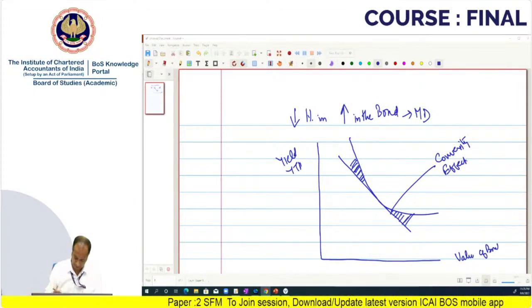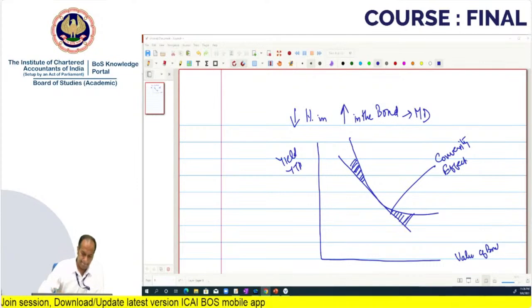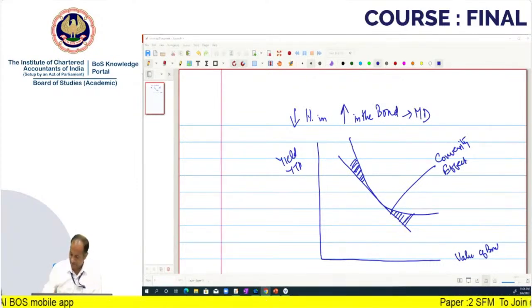Okay, so I think this convexity effect must be clear to you, and the formula has been given in the study material.